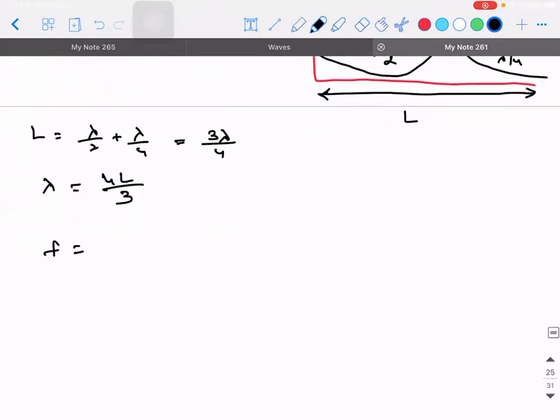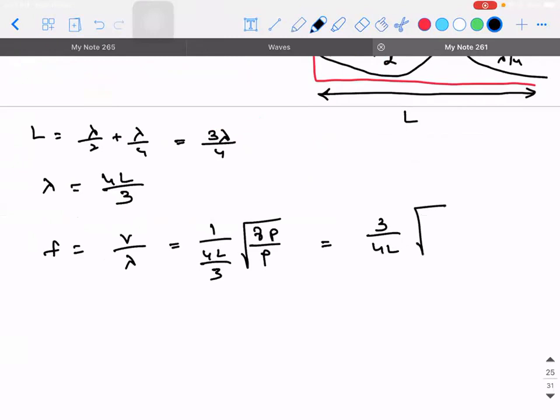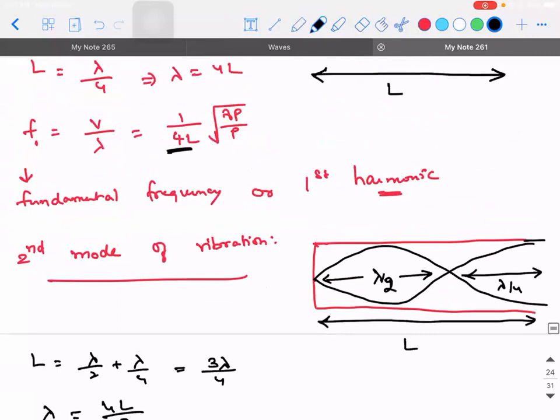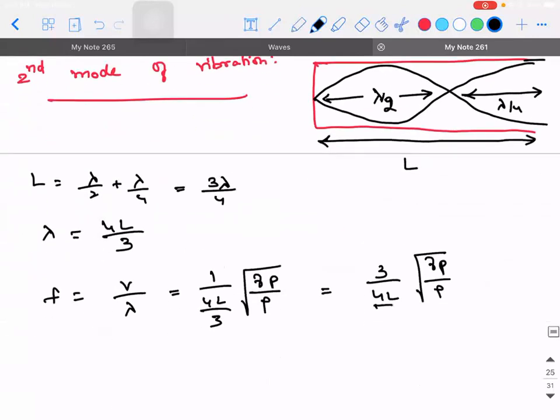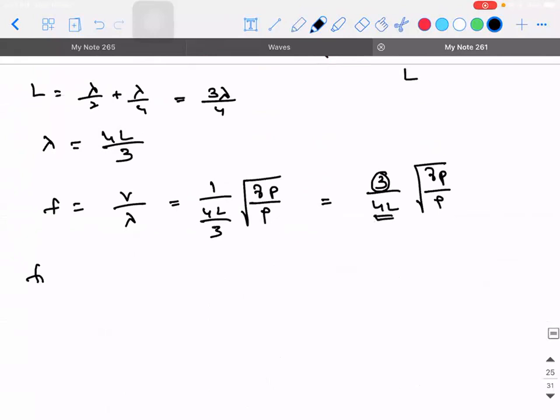So what will be the frequency? Frequency will be V divided by lambda. V is root of gamma P divided by rho. Lambda is 4L divided by 3. That will be 3 divided by 4L into root of gamma P divided by rho. So what is the difference? 1 by 2L, so 1 by 4L, and the next number you have in the numerator is 3 by 4L. So what will be the name of this frequency? This frequency is called the first overtone, or it is actually called the third harmonic.